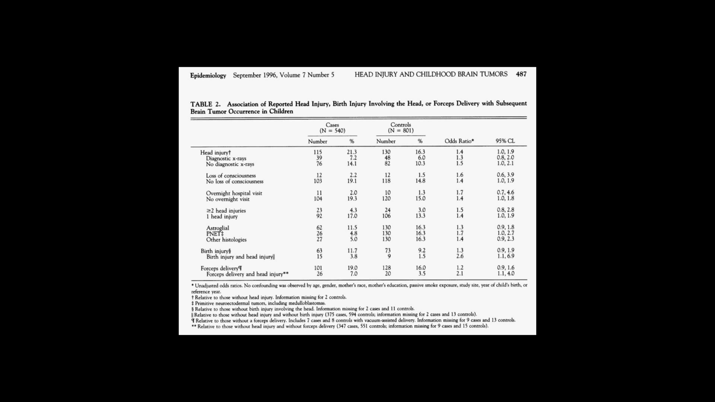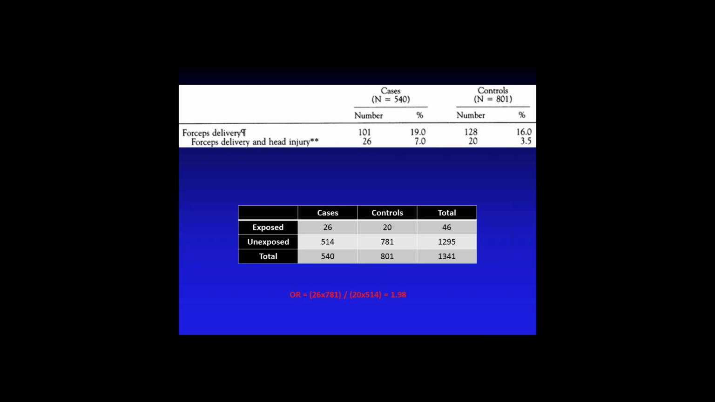And so when we go in and we look at this, for the most part, there's no association, if you look on the far right of these odds ratios, until we get to the very bottom right there. We see that the odds of brain tumor are about twice as high for cases that have had forceps delivery and head injury compared to controls. And so it seems like, well, crap, maybe this is a bad thing if you're giving kids brain cancer from forceps delivery and whatnot.